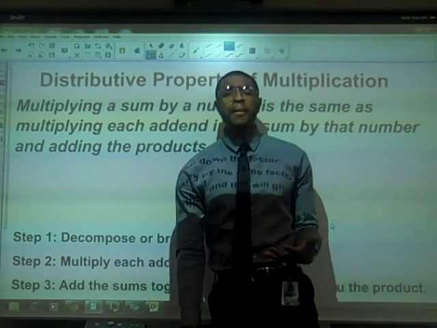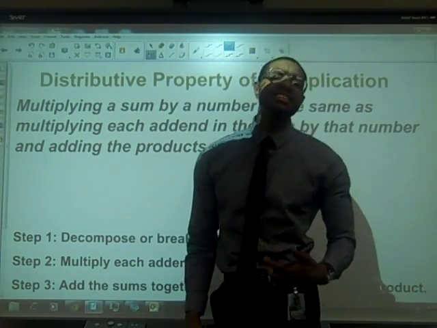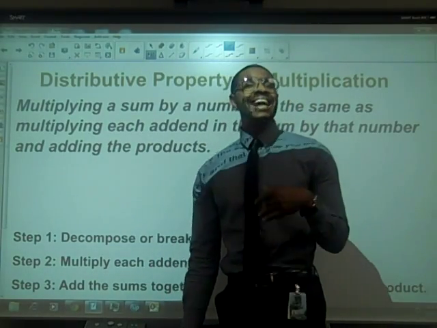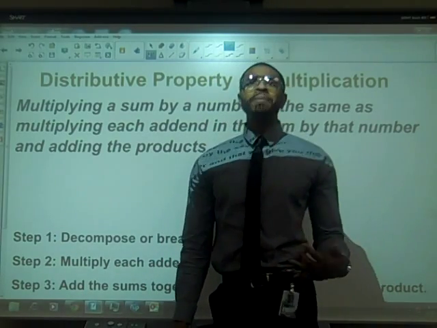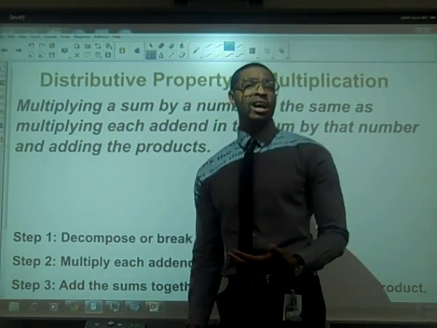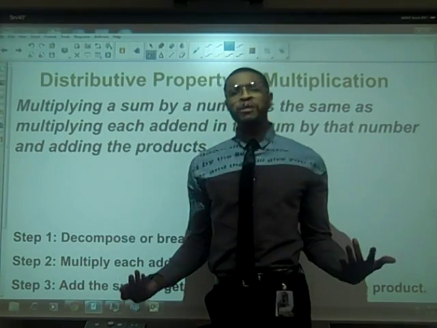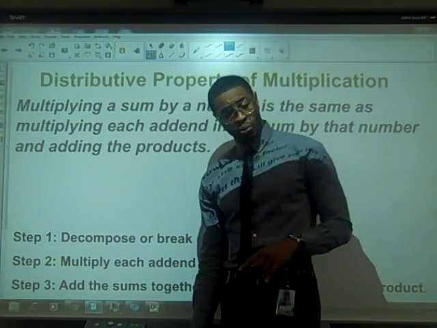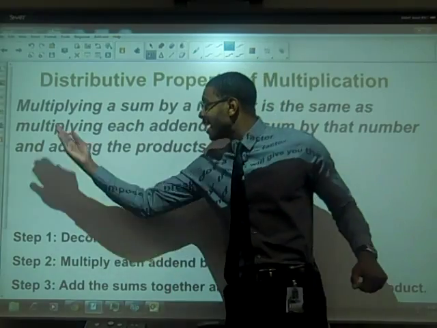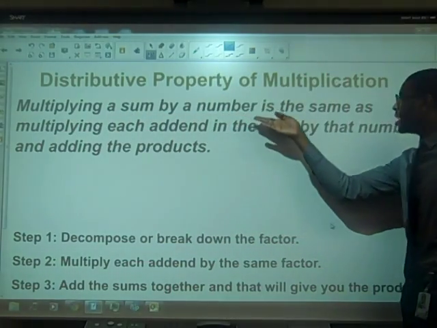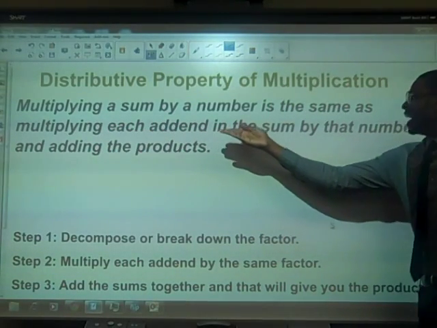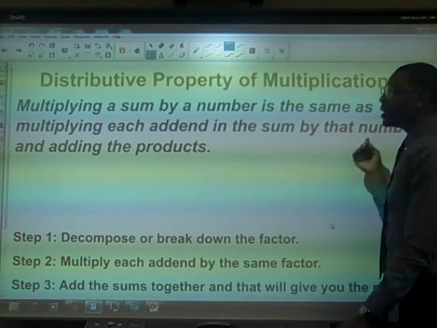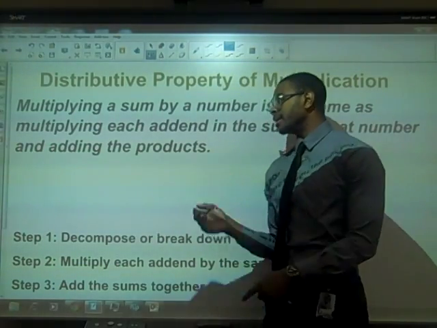The distributive property of multiplication tells us that multiplying a sum by a number is the same as multiplying each addend in the sum by the number and adding the products. I'll read that one more time for you. It says multiplying a sum by a number is the same as multiplying each addend in the sum by that number and adding the products.